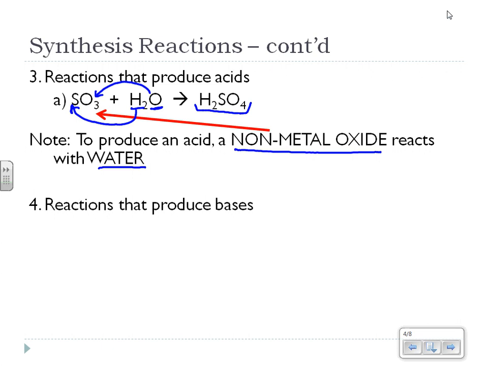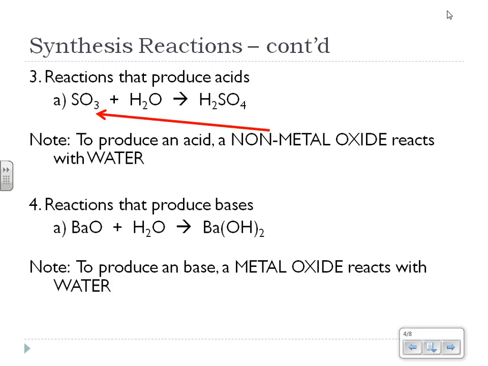The reaction that makes a base, example is here, so this is barium oxide and water makes barium hydroxide. So remember, a base is something that has a hydroxide ion in it. So here's the thing you've got to remember. Note, to make a base, in this case, you need a metal oxide. So for an acid, you needed a non-metal oxide. To make a base, you need a metal oxide. So which one is my metal oxide in this example here? It's the barium oxide. So barium is my metal, and it's bonded to oxygen. When you take those and react them with water, you make a base.